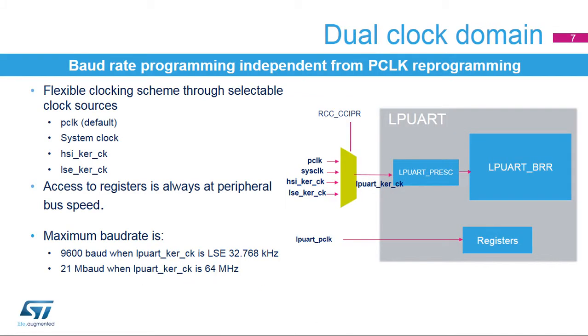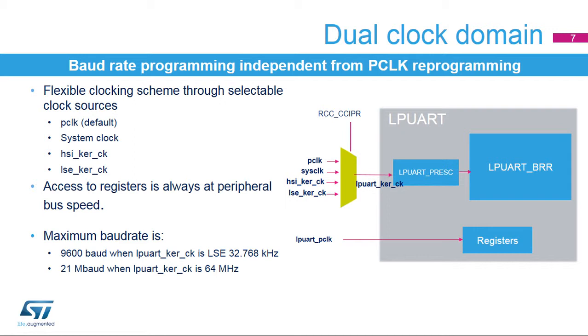The LPUART has a flexible clocking scheme. Its clock source can be selected in the RCC, and it can be either the peripheral clock or APB clock, the system clock, the high-speed internal oscillator, or HSI-16, or the low-speed external 32.768 kHz crystal oscillator, or LSE. The LPUART clock source can be divided by a programmable factor in the LPUART PRESC register.